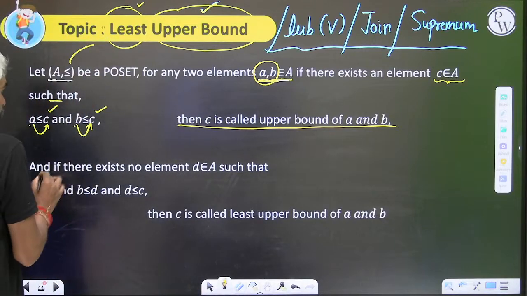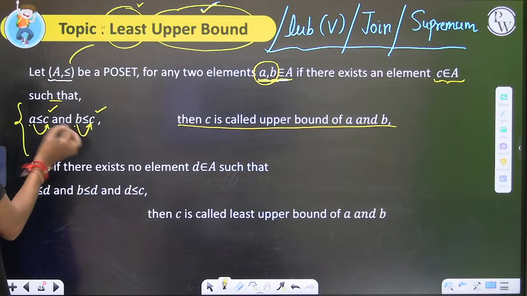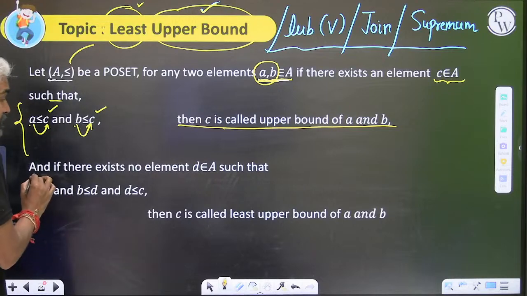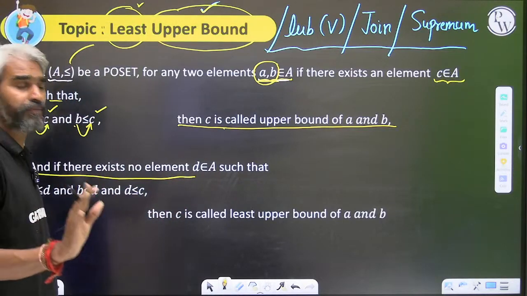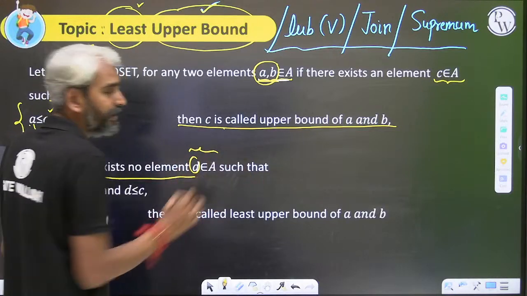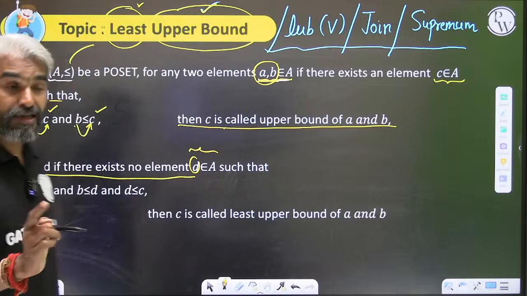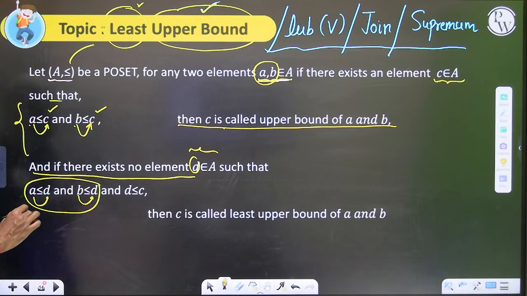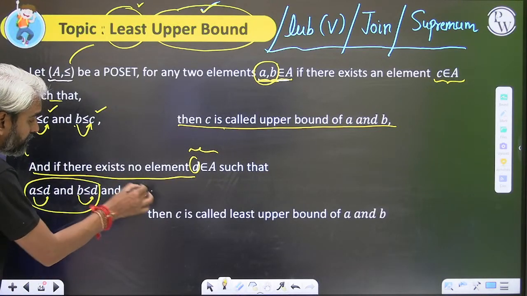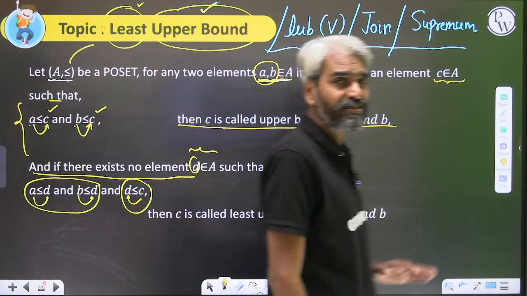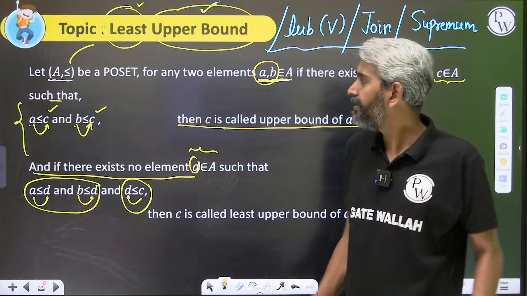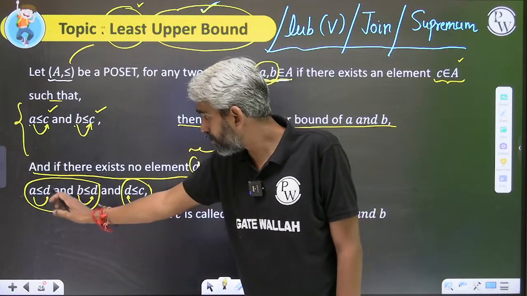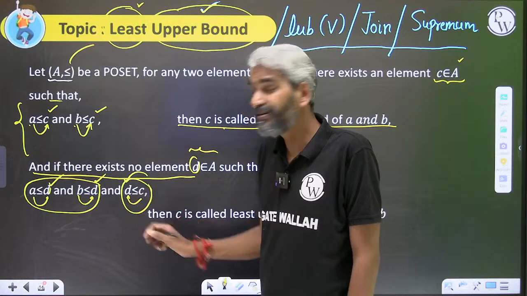Please look at this. So if there exists an element C which is on the upper side of A as well as on the upper side of B, then it will be called upper bound of A and B. But if there does not exist any element D belonging to set A such that D is on the upper side of A and B, that is, D is the upper bound of A and B and D is at the lower side of C, if we do not have any element D in the set A such that D is also on the upper side but it is on the lower side of C, then what does it mean?